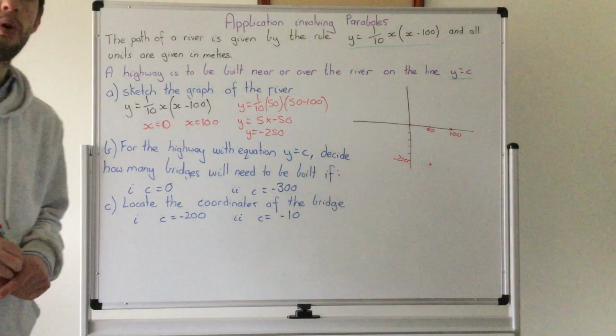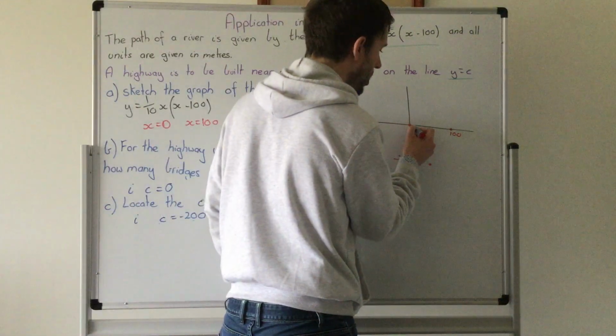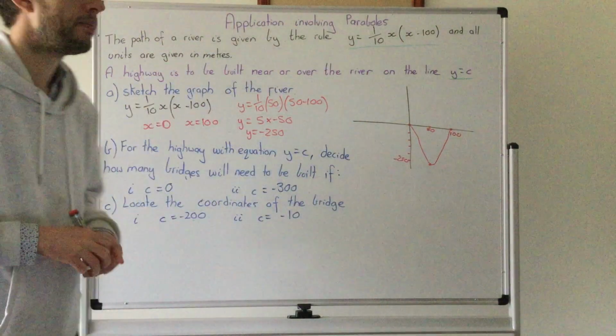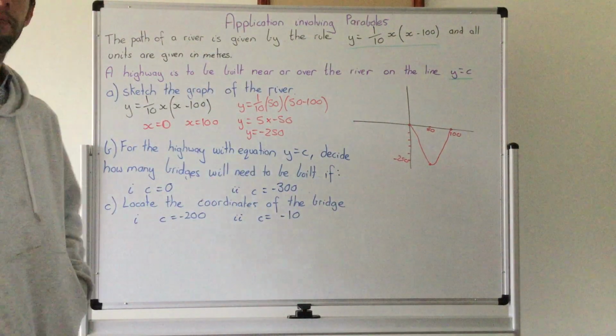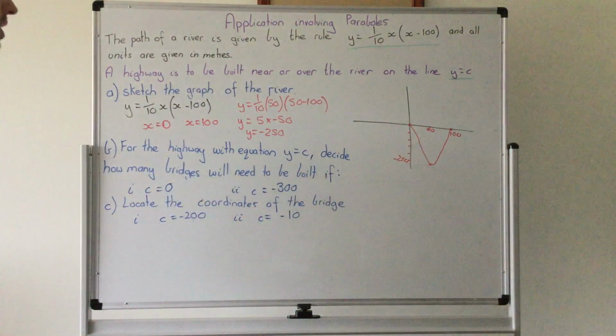Now I have my 3 points. So now that I have my 3 points, I can join them together to form my river. And that is my river. The next thing I can look at is the next part.